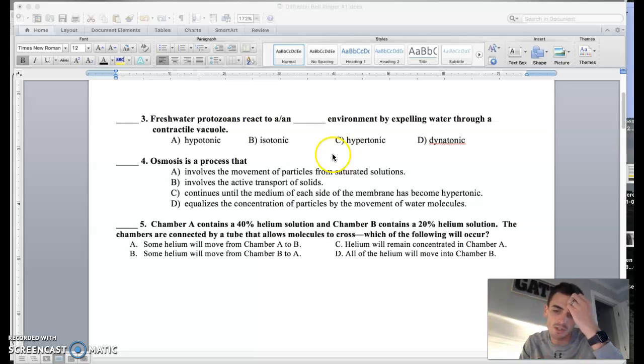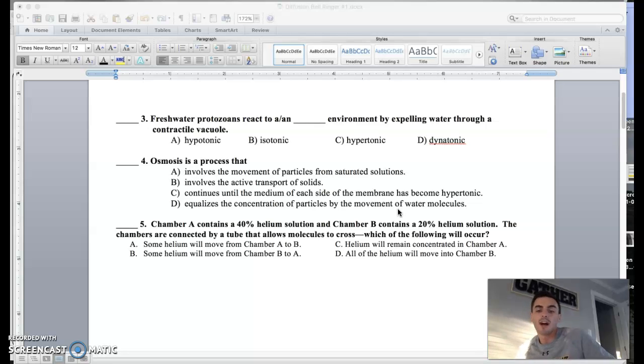Number four, osmosis is a process. Before I even look at the answers, I know osmosis is the diffusion of water going from high to low. So I'm looking for water. The only one that talks about water is letter D. Osmosis is a process that involves equalizing the concentration of particles, making the orange juice equal on both sides, not too strong, not too weak, by the movement of, there we have it, water molecules.